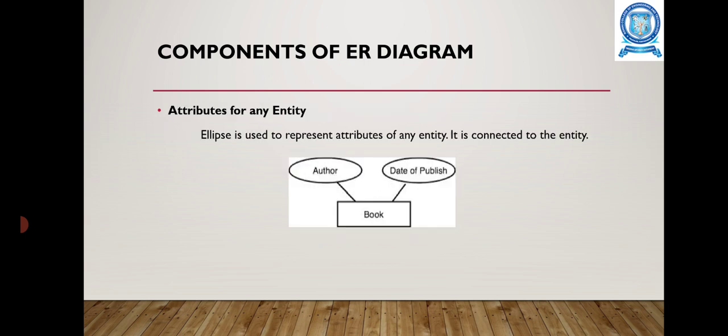Next one is the attributes for entities. The attributes are represented by using the ellipse. That ellipse is used to represent the attribute of each entity. It is connected to the entity. In this example, author and date of publish are the attributes of the particular book entity.